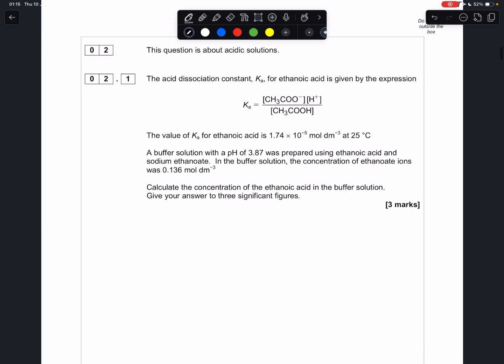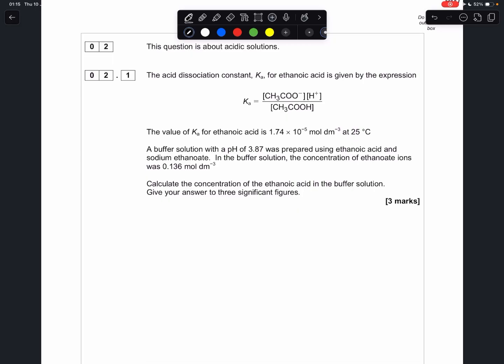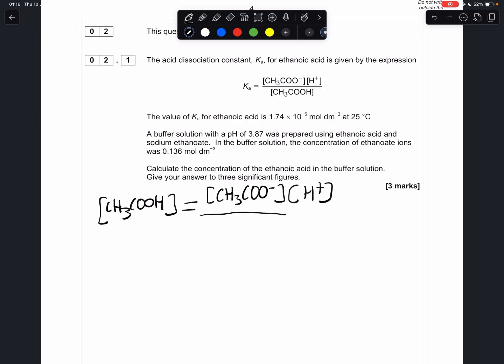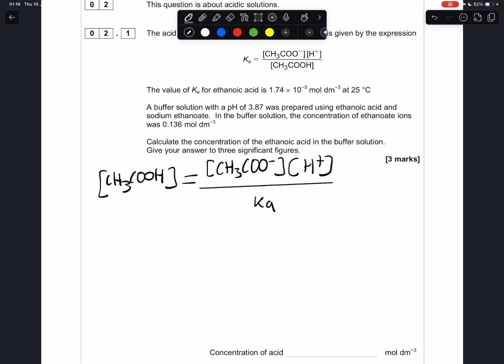So the first thing I always recommend you doing in these acid-base questions is rearranging for what we want. So we want to find the concentration of ethanoic acid, which is there. So if we quickly rearrange that, that is the rearranged version for our ethanoic acid concentration. So next we want to just put in all the values that we have.